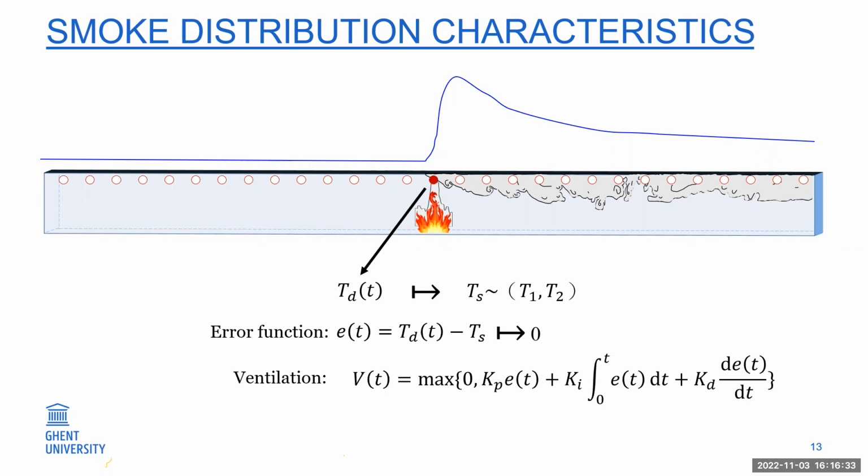So the next step is we define the error function. It equals the detected temperature minus the set point temperature. We want to let this value be close to 0. And then we use an automatic control algorithm, the PID controller, to control the ventilation system by the feedback of the error function.